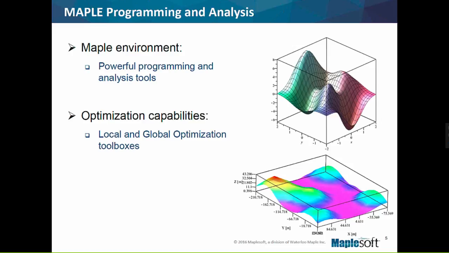Under the hood is Maple, a powerful math engine that allows the user to tackle complex problems using its programming and analysis capabilities. Maple also possesses two optimization toolboxes, the local and the global optimization toolboxes. The highlight of which is the global optimization toolbox, which helps find the best solutions in the presence of multiple local optima.